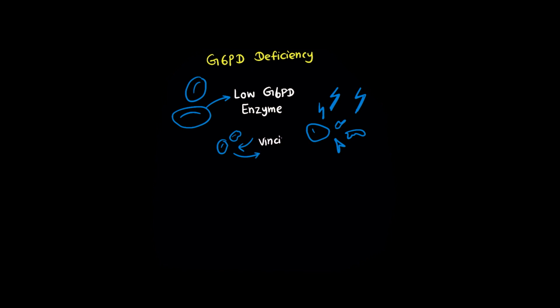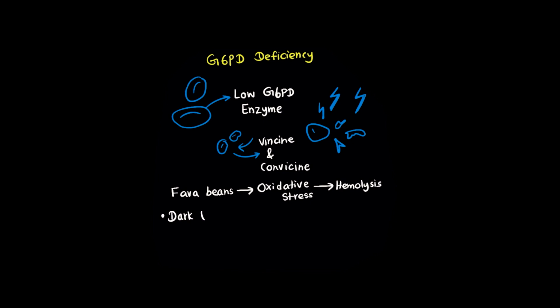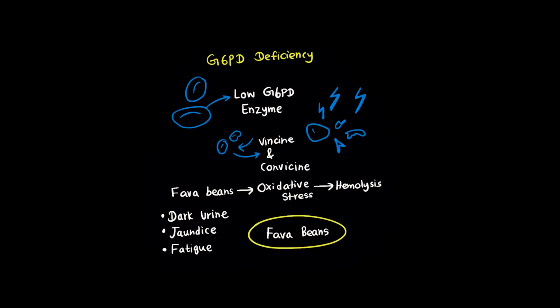Fava beans contain compounds called vicine and convicine that create massive oxidative stress. When someone with G6PD deficiency eats fava beans, these compounds overwhelm the already compromised antioxidant system, causing rapid red cell breakdown. This triggers hemolytic anemia with symptoms like dark urine, jaundice, and severe fatigue. The correct answer is fava beans because they contain the highest concentration of oxidative compounds that trigger hemolytic crisis in G6PD deficient individuals.